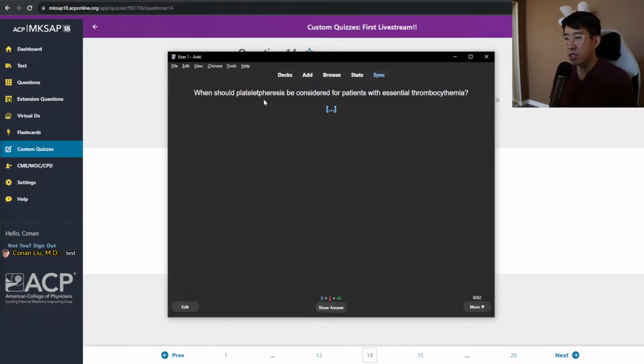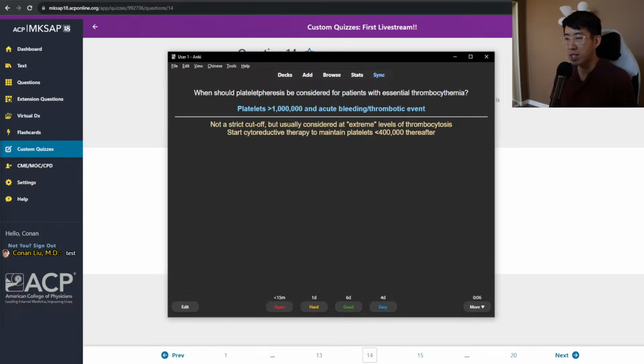When should plateletpheresis be considered for patients with essential thrombocythemia? That would be platelets greater than 1 million. It's not a strict cutoff, but extremely high levels of platelets and the addition of an acute bleeding or thrombotic event. And then once you get them to less than 400,000, you should start cytoreductive therapy.